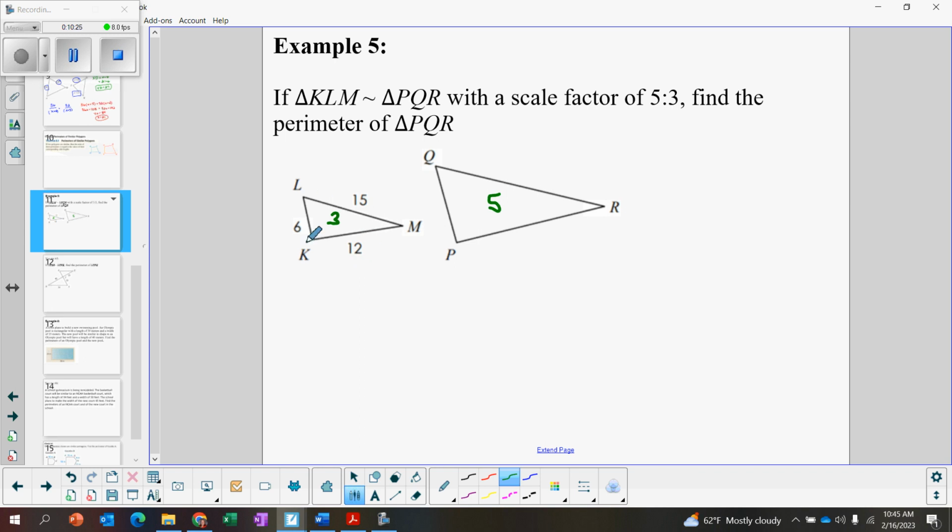So I can find the perimeter of KLM right now. Right? 6 plus 12 is 18. 18 plus 15 is 33. So if I set up a proportion where 3 over 5 equals this perimeter over this perimeter, which is what we don't know, I can now cross multiply this and solve. So we're going to cross multiply, 3p equals 165. So p is 55.